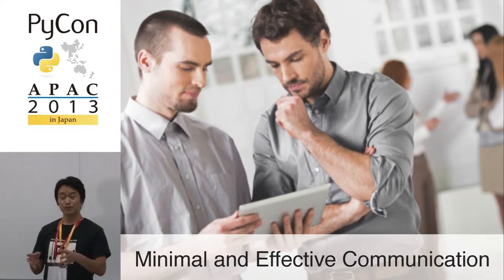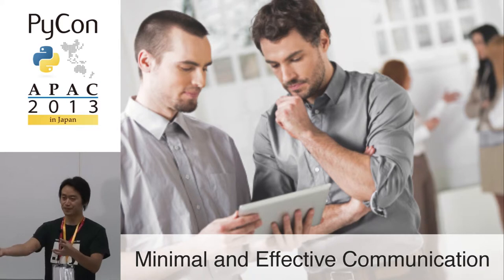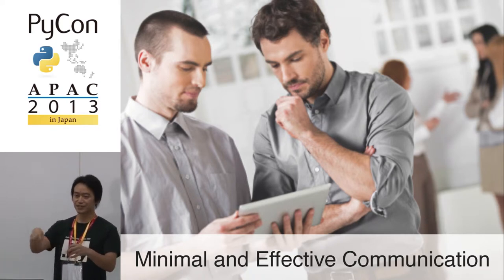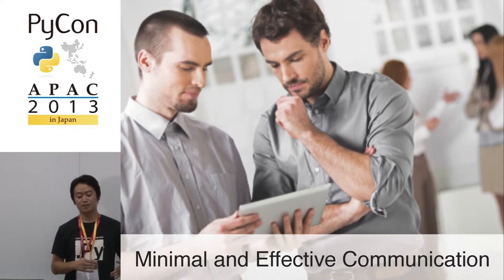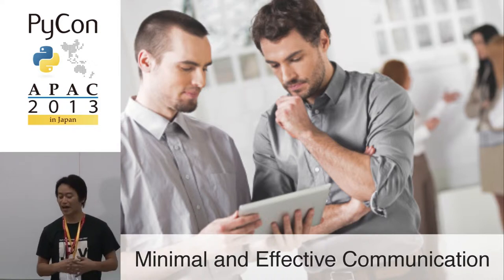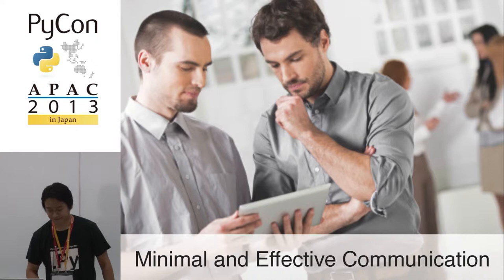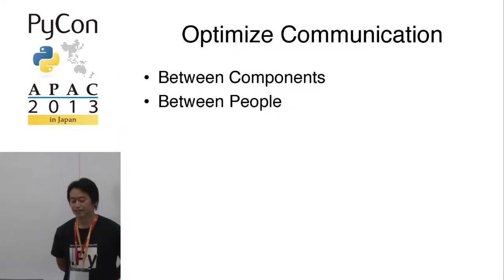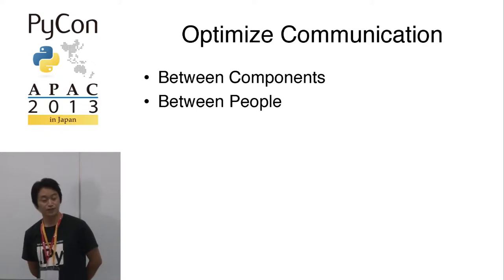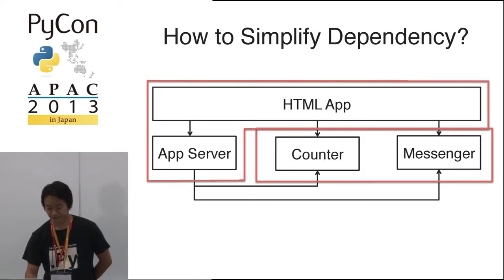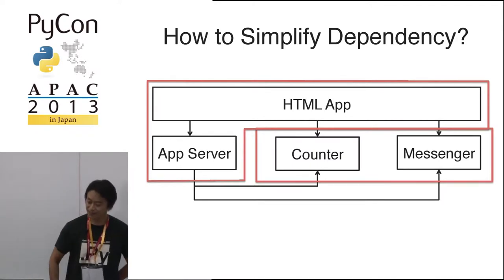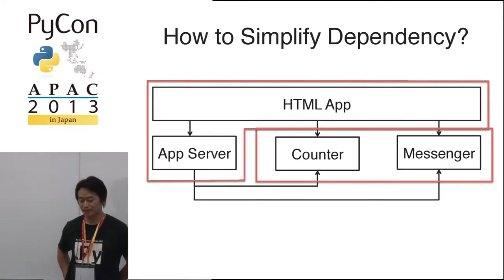He said we should make small groups and then minimize the communication between people. This way we can achieve minimal but effective communication. So I tried this. My recent primary interest is optimizing communication between software components and also between people. So how do we simplify dependency or communication?